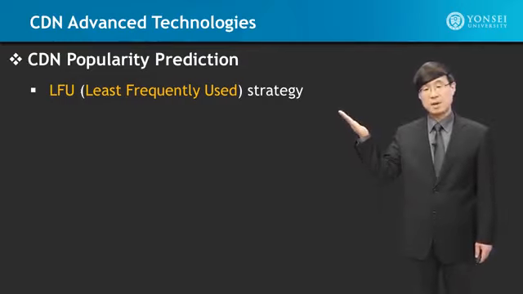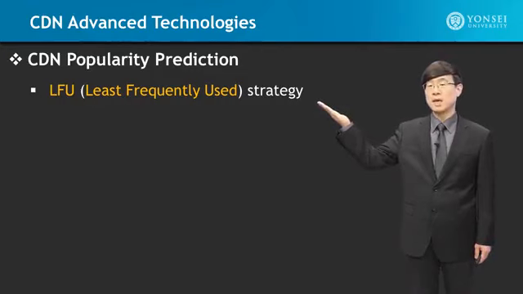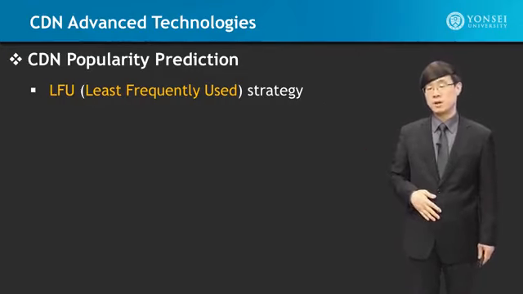Instead of looking at what was most recently requested, in the LFU, we're going to look at which one was more frequently requested. And we're going to delete the least frequently used one. So this is based on how much you're using it in a given window period of time.